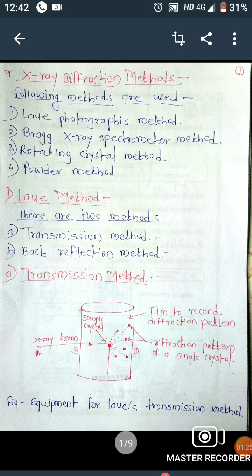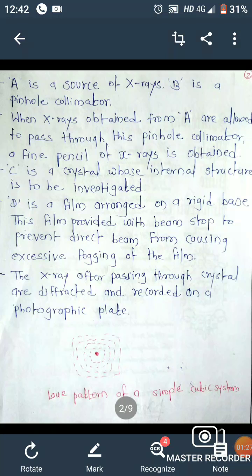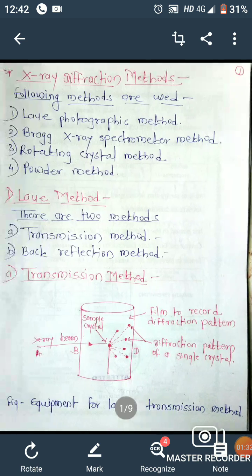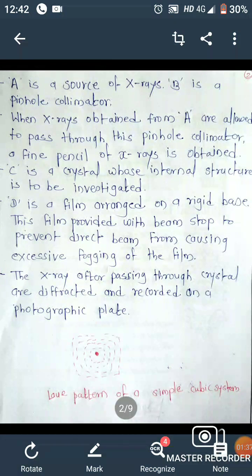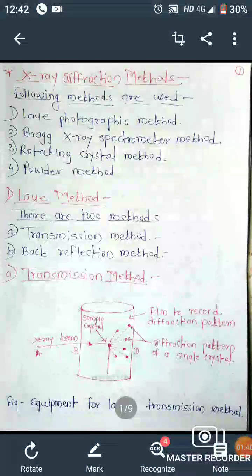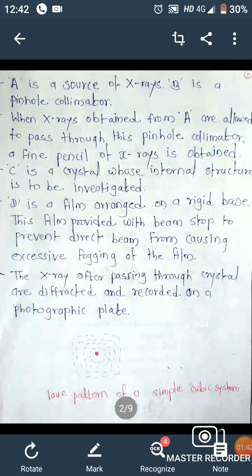Now we see the instrumentation. A is the source of X-ray. Then B is the pinhole collimator. When X-rays obtained from A are allowed to pass through this pinhole collimator, a fine pencil of X-ray is obtained because of that pinhole collimator.